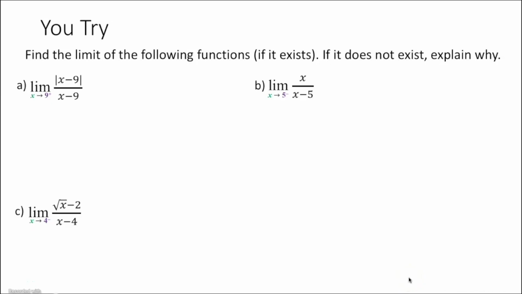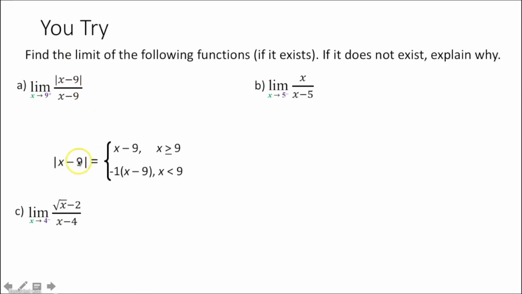You try. Okay, so you make sure that first you always try to plug it in. So we're going to take this 9, substitute it in for each of the x's. When we do that, we get 9 minus 9 over 9 minus 9, which is 0 over 0. So we then have to find another way to simplify. Since we have an absolute value function on top, we're going to have to break that into a piecewise function.